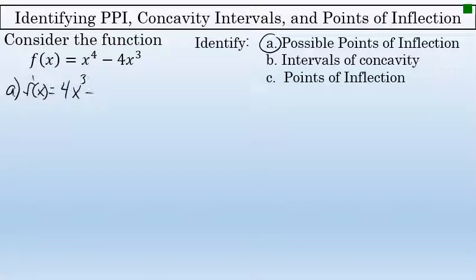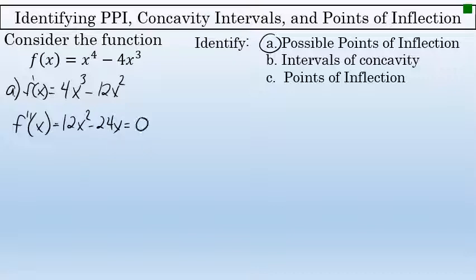This is fairly straightforward. We can use the power rule on each term in this function. The derivative of the first term is 4x to the third, and the second term's derivative is 12x squared. The second derivative follows as 12x squared minus 24x.